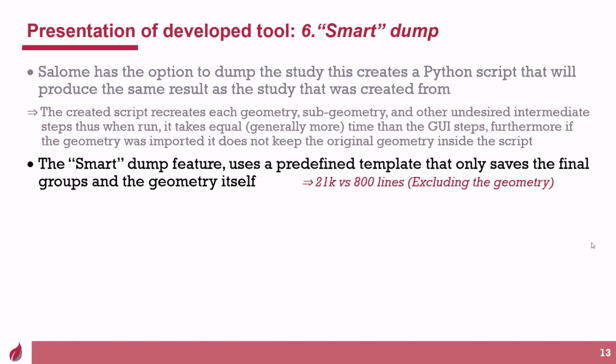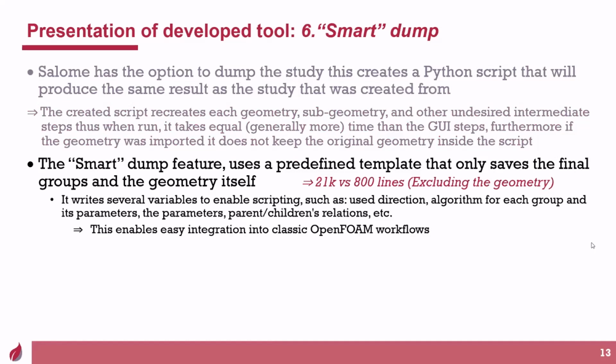So for example, for a geometry, we go back from 21,000 lines to 8,000 lines, to 800 lines only. And it also allows us to have different capabilities, such as giving different flags inside the script. So we are going to be able to change the size of a group or the direction, that type of thing. So it's going to be easier to integrate into OpenFOAM workflows.